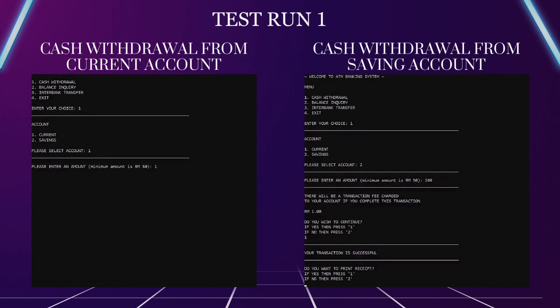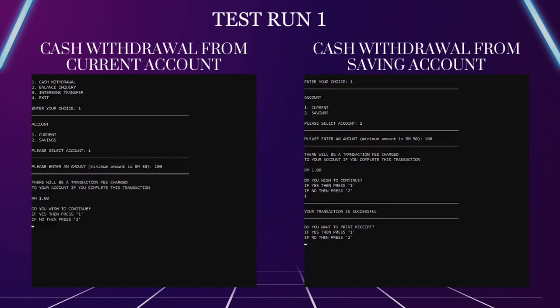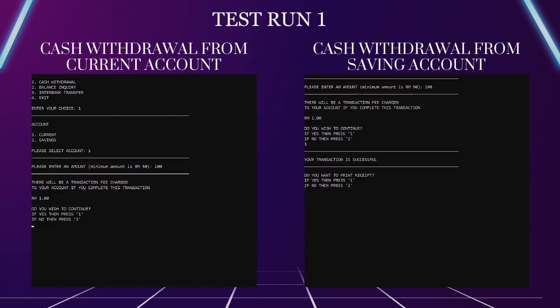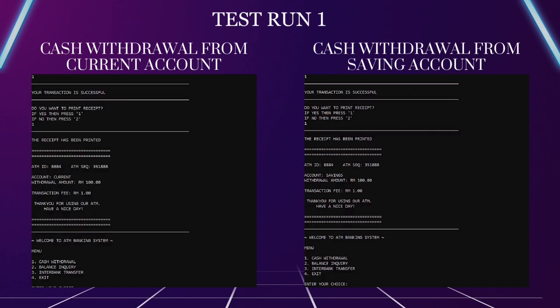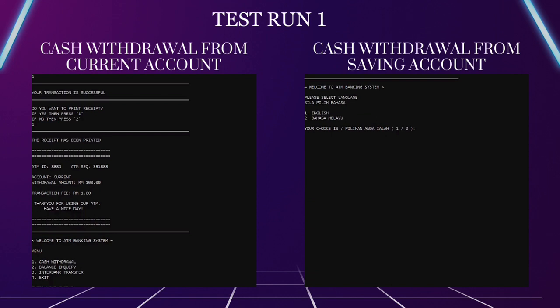Firstly, cash withdrawal. The user can choose between current and saving accounts. The minimum withdrawal amount is RM50. So in this code, we enter RM100 for the amount. The transaction fee will be RM1. The user can choose either they want to print a receipt or not.